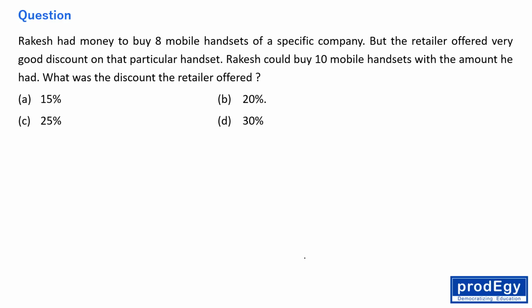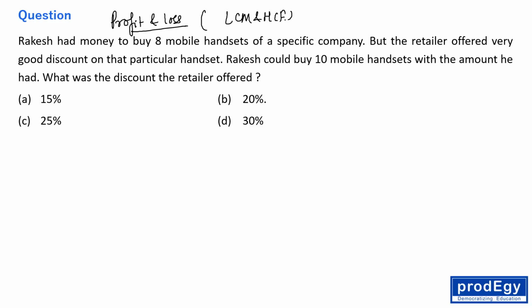Okay. Rakesh had money to buy 8 mobile handsets of a specific company, but the retailer offered a very good discount on that particular handset. Rakesh could buy 10 mobile handsets with the amount he had. Okay, fine. This question you can call under the category of profit and loss, right? In fact, LCM and SCF can also be said.